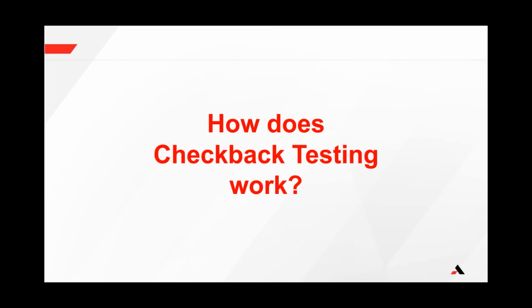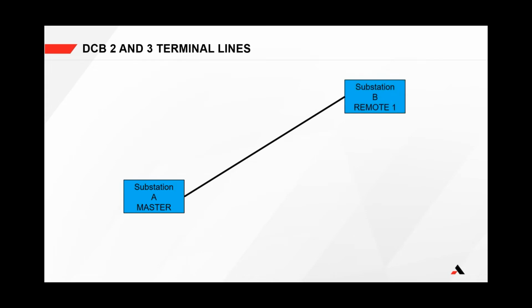How does checkback testing work? The UPLC at each substation is assigned a checkback address. For an end-to-end line, one substation would be designated master and the other substation remote 1. For a 3-terminal line, the 3rd substation would be remote 2. UPLC allows up to 10 remotes, but in the real world, a 4-terminal line would be the maximum recommended due to line losses and tuning issues.